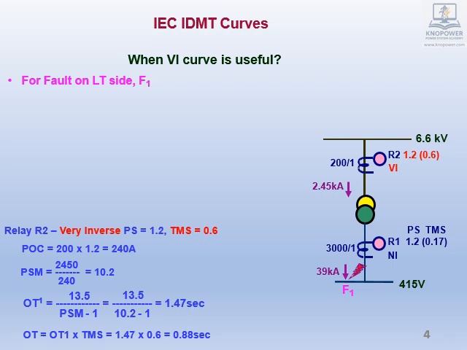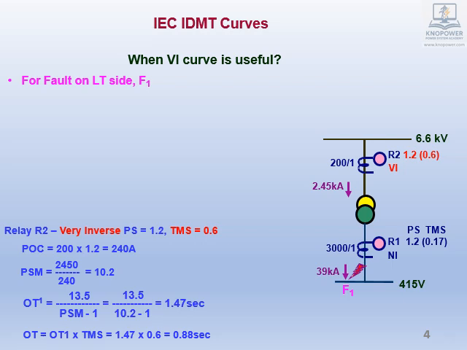In this case, let us use the VI characteristic for relay R2. Plug setting PS equals 1.2 and TMS equals 0.6. Just in a few moments, you will understand why we set TMS as 0.6. POC equals 200 into 1.2 equals 240 amps. Reflected fault current equals 2.45 kA. PSM equals 2450 by 240 equals 10.2.